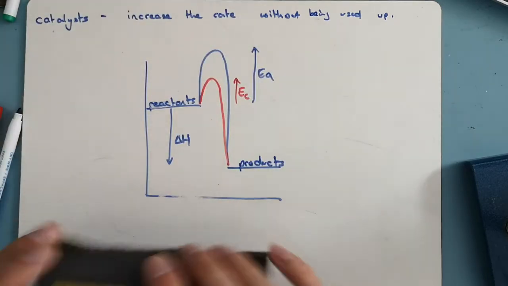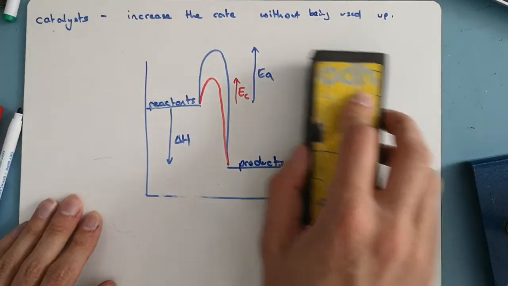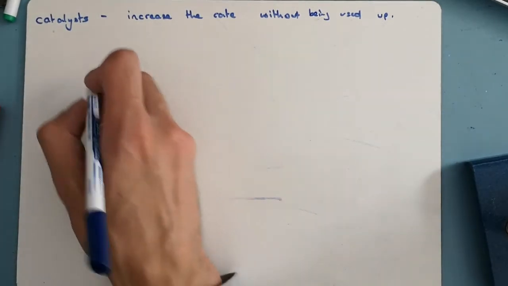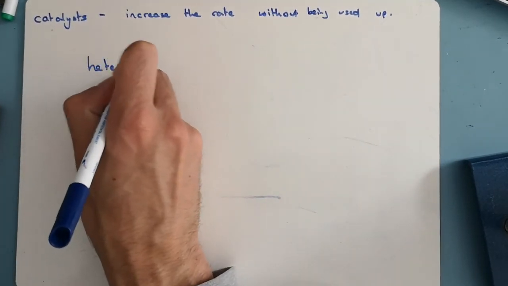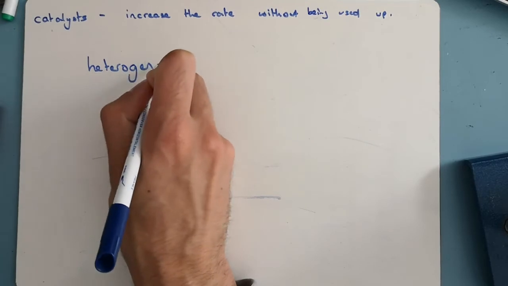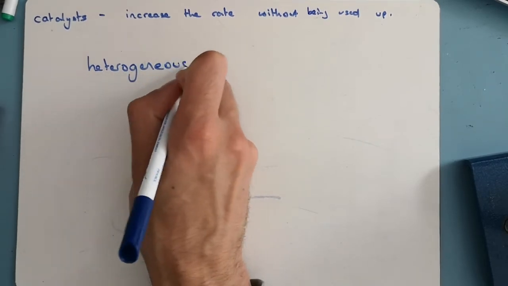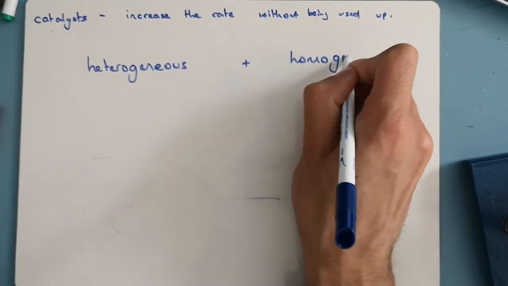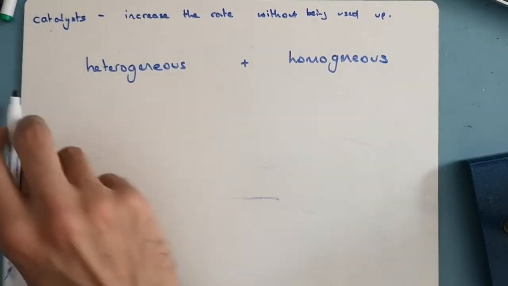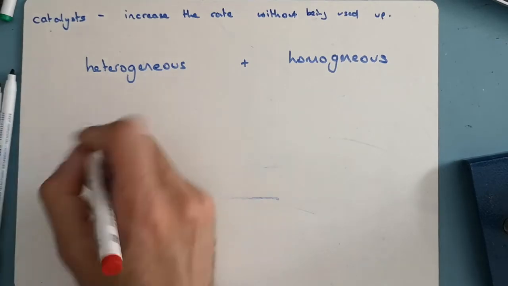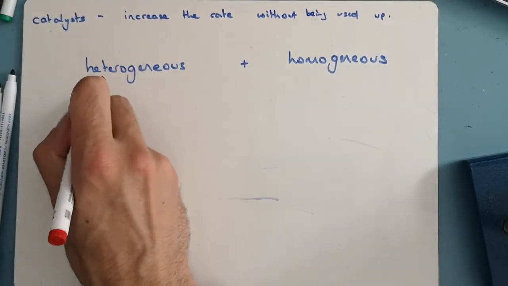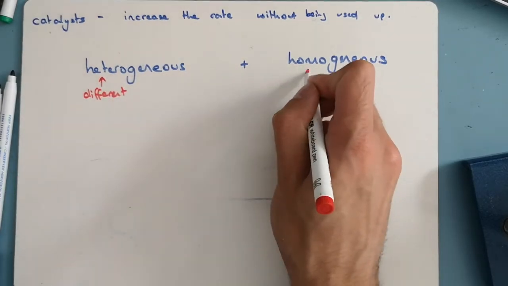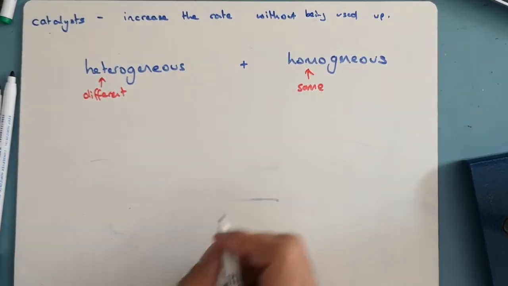Next up, we've got heterogeneous catalysts and homogeneous. Big test if I can spell these right. Heterogeneous and homogeneous. So hetero is just different, homo the same. That's the easy way to remember this.